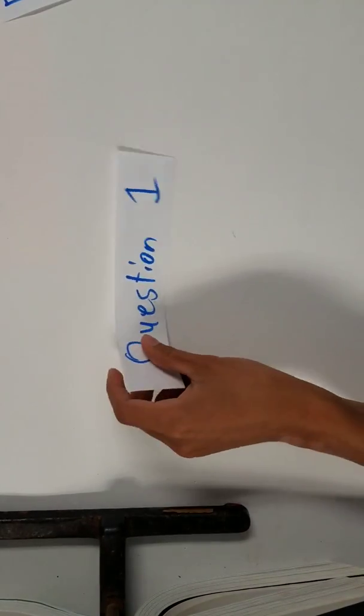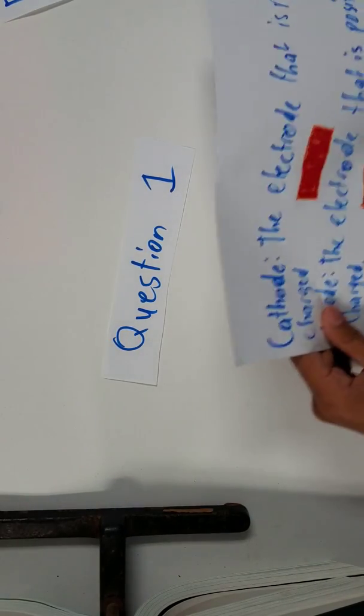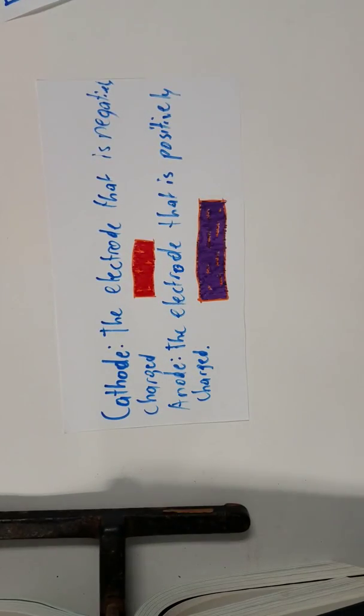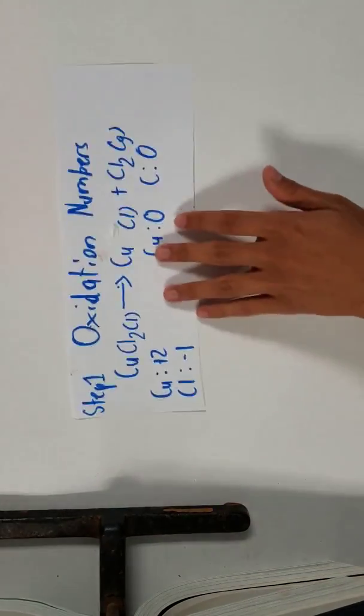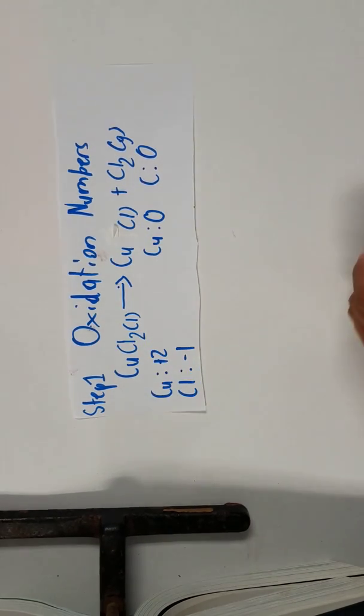Okay, so the first question. What are the anode and the cathode? Here's the definition of the cathode and the anode. The cathode is the electrode that is negatively charged, and the anode is the electrode that's positively charged. In order to find the cathode and the anode, we have to do oxidation numbers. As you can see here, copper has a charge of +2, and chlorine has a charge of -1.